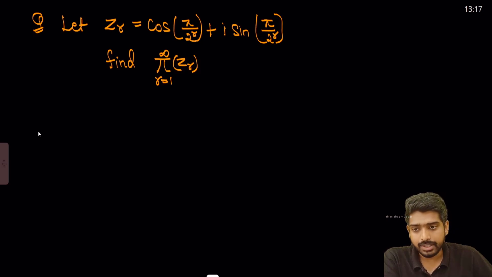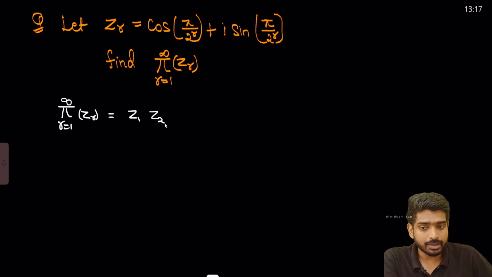What does this symbol mean? This is the symbol of continued product. Continued product means there will be a multiplication operation between the terms. So when you expand this, keep r value as 1, we get the first term. Keep r value as 2, we get the second term. Keep r value as 3, we get the third term. And so on, we have to go till infinity, with multiplication between two terms. We have to multiply all the terms till infinity.